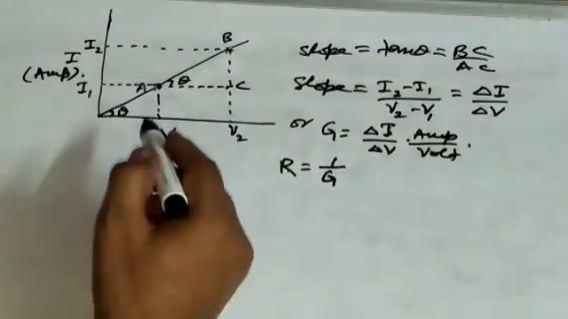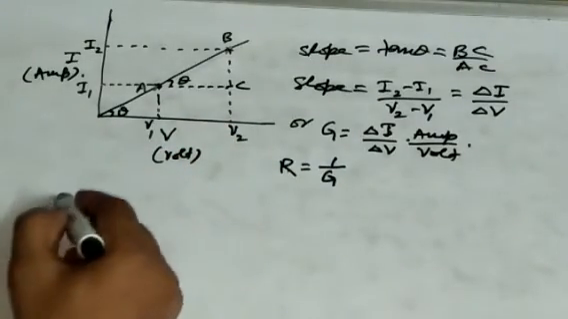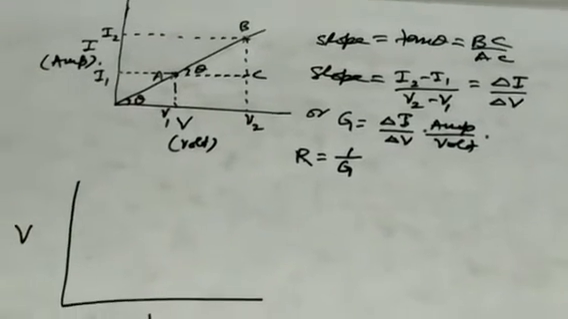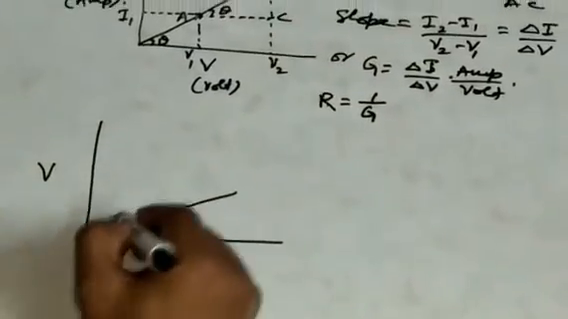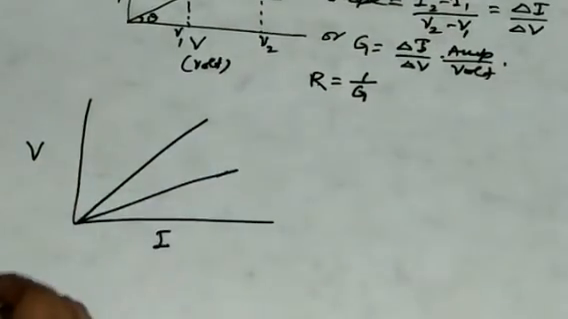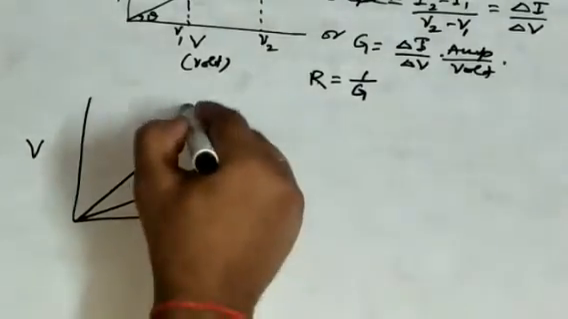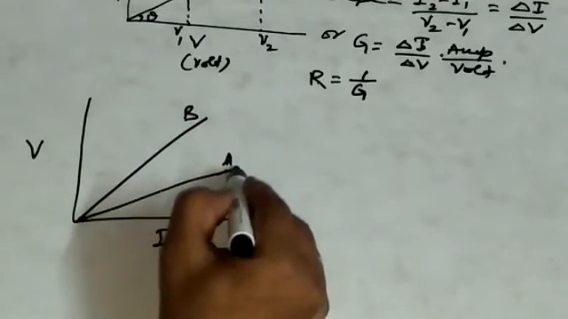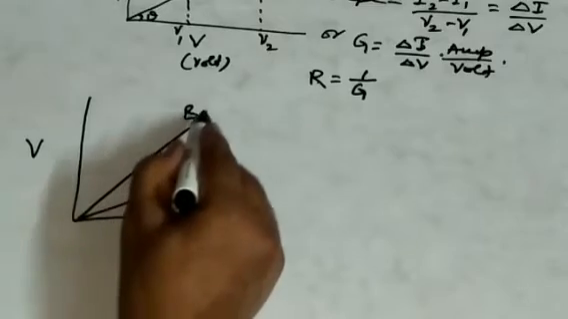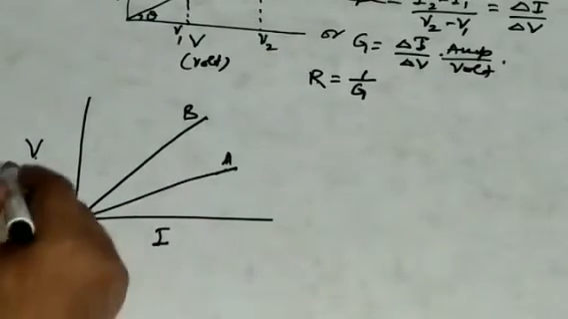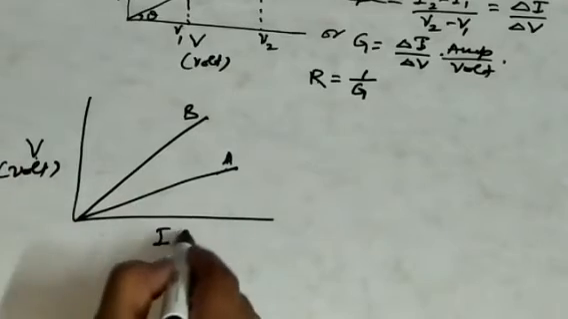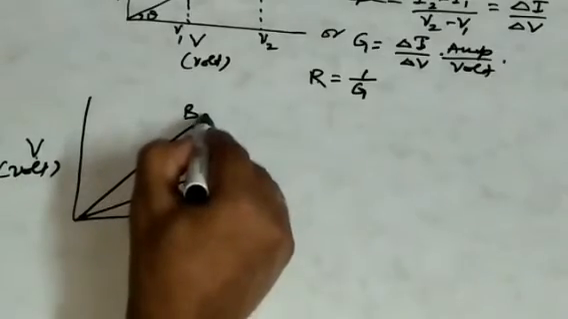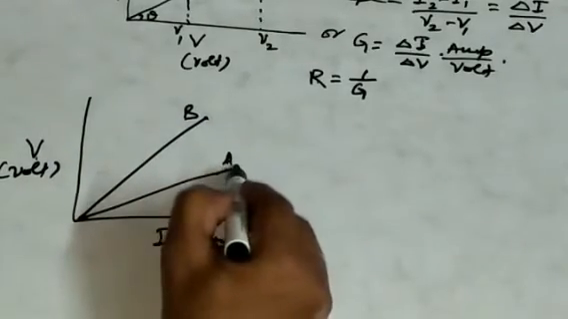This is very easy. And remember this, suppose this one is a V versus I graph, drawn like this for two metals. So out of these two metals A and B, the slope of B is more than the slope of A. It means if the slope of B is more, and this is a V versus I graph, the slope of the V versus I graph will give the resistance. It means resistance for this conductor is more than the resistance for this conductor.